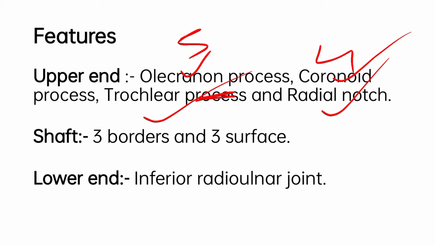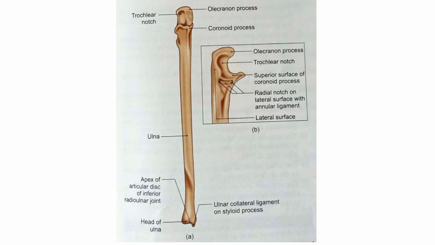On the lateral surface with the annular ligament it is. Alright, I'll show you the diagram as well. Here you can see the radial notch. This is the radial notch. So, it articulates with the head of the radius to form the superior radioulnar joint.